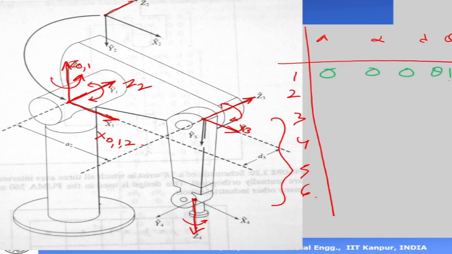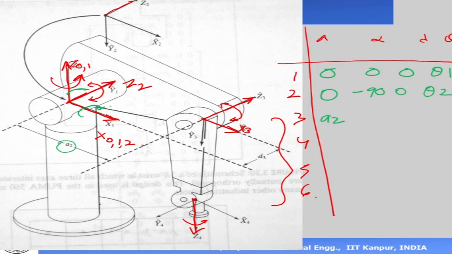That we have seen. Now Z2 is rotated by 90 degrees about the x-axis. The origins are same, so it is 0, it is minus 90, a clockwise rotation. This is 0, that is theta 2. Now Z3 is here, Z2 is there. Now there is a distance between Z2 and Z3. How much is the distance? It is A2. So the distance of A2 between them.